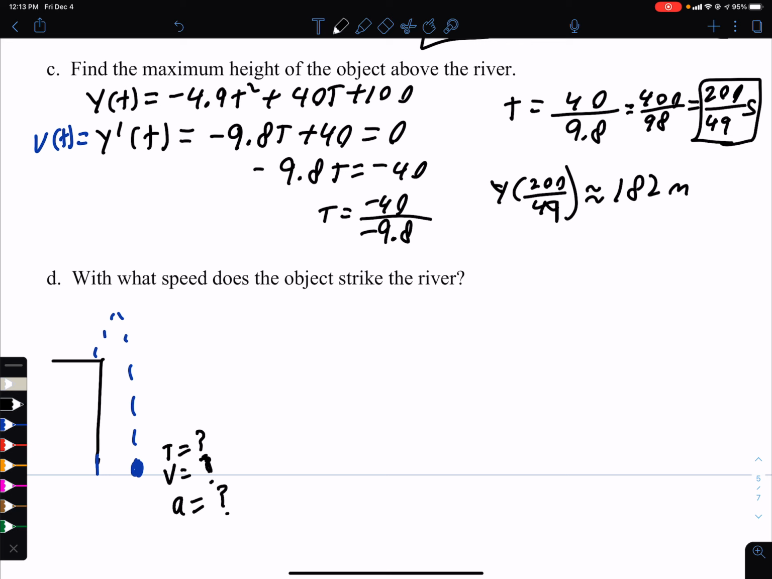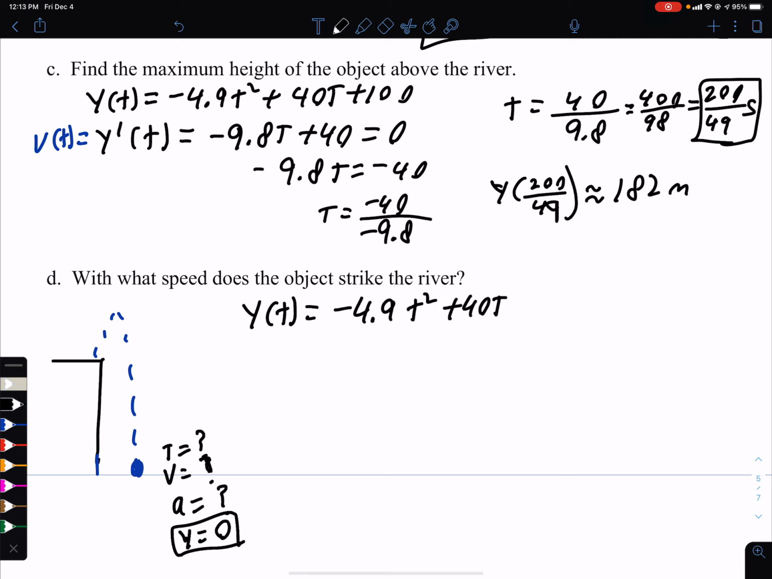Or do we know the height? We do know the height. When it hits the ground, the height is 0. That's what we're going to use to find when it hits the ground. So y of t is this function. And you want to know when this is 0 because that will give us the time when it hits the ground. Now, to solve this, we're going to have to use a quadratic formula.